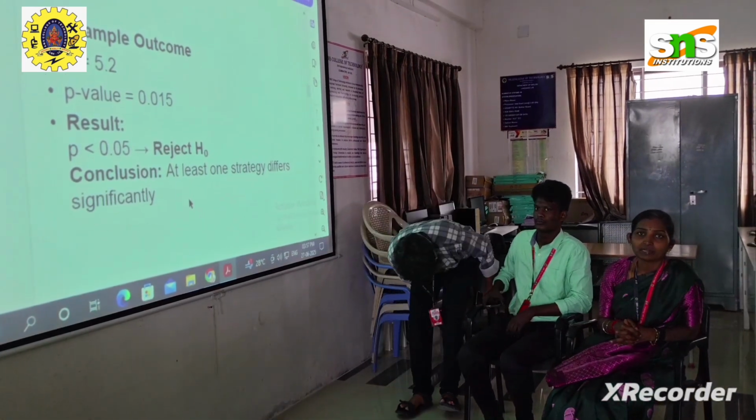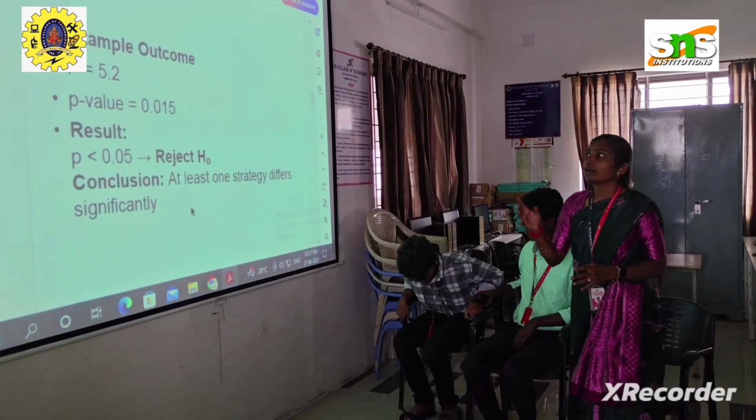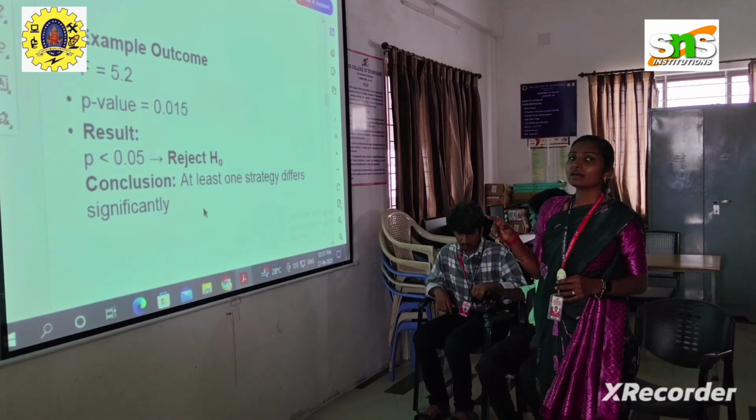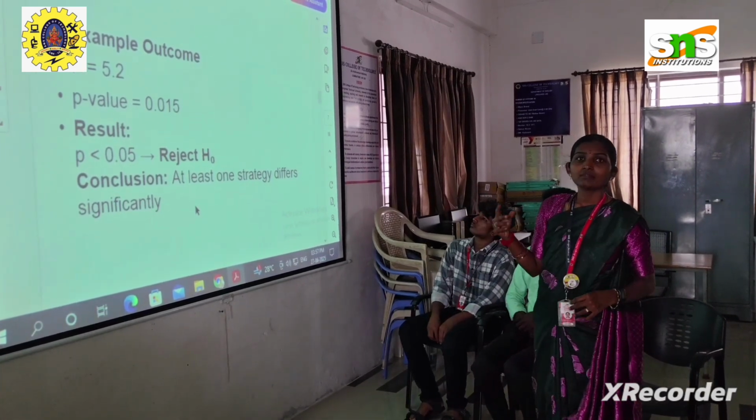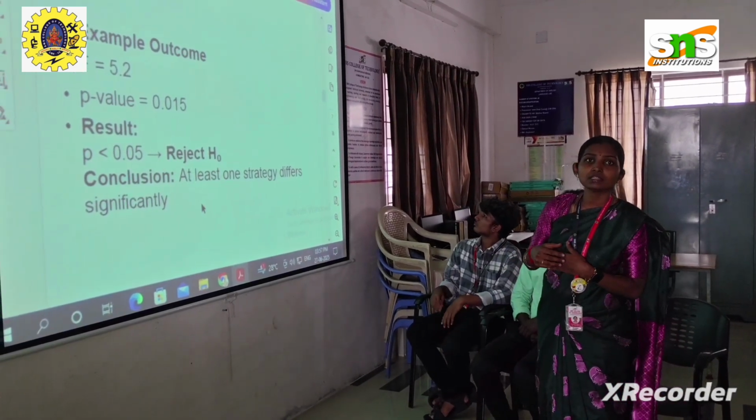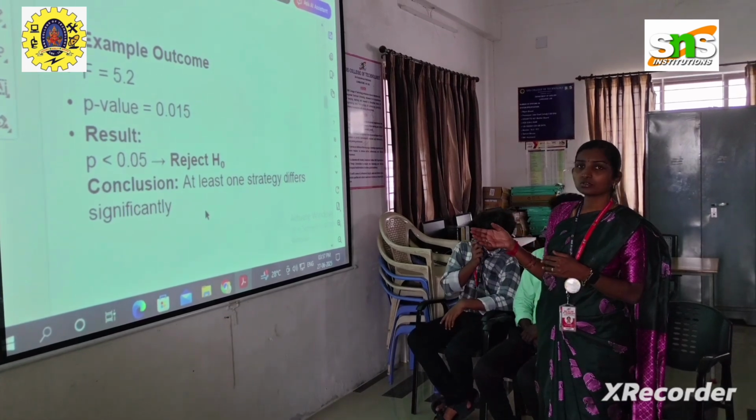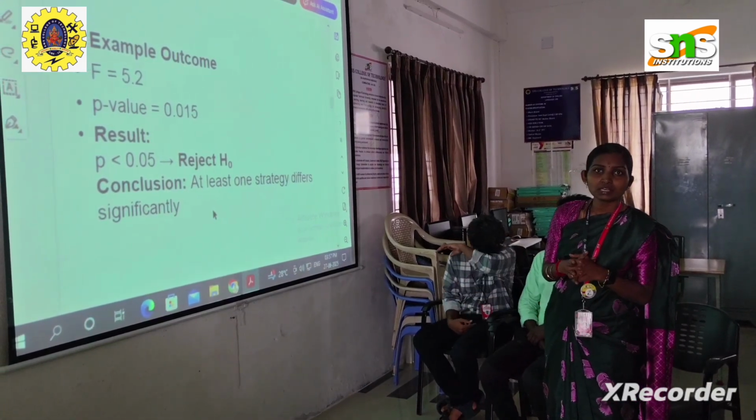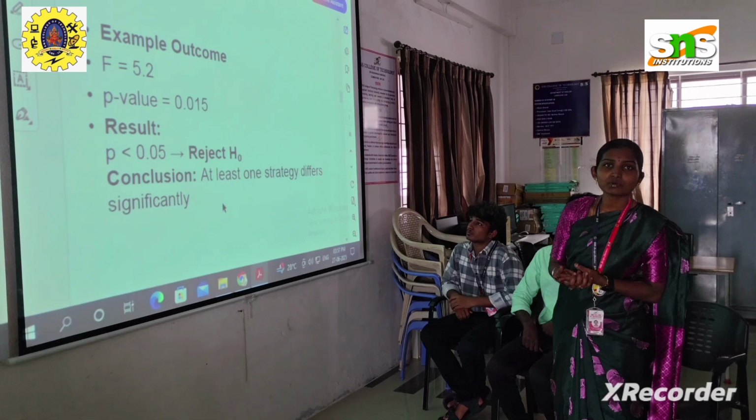Out of which, in this particular example, we are going to choose the F value, which is 5.2, and the P value is 0.015. What we infer in this result is that P is less than 0.05. Therefore, we will reject this particular null hypothesis H0.